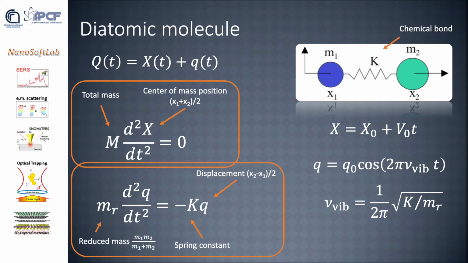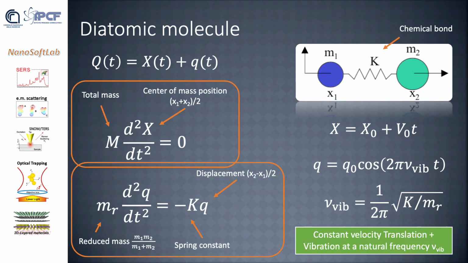So these two masses will oscillate at a typical frequency that is given by this expression. And the movement of the whole system can be divided into a translation at constant velocity plus a vibration at the natural frequency nu vib.